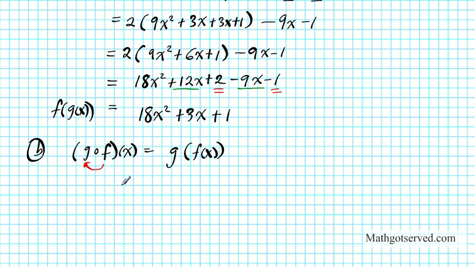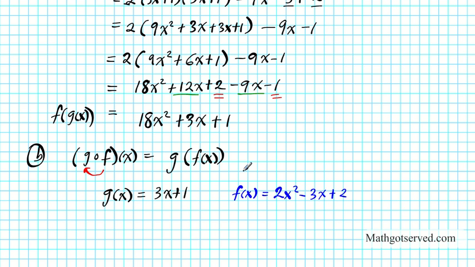Alright? So I'd like to start off by writing what g of x is. G of x is 3x plus 1. And my f, let me put f on the side here. F of x is 2x squared minus 3x plus 2. Okay?